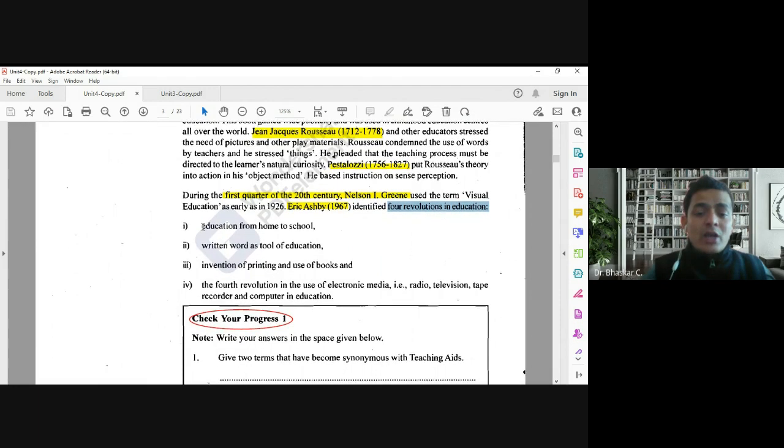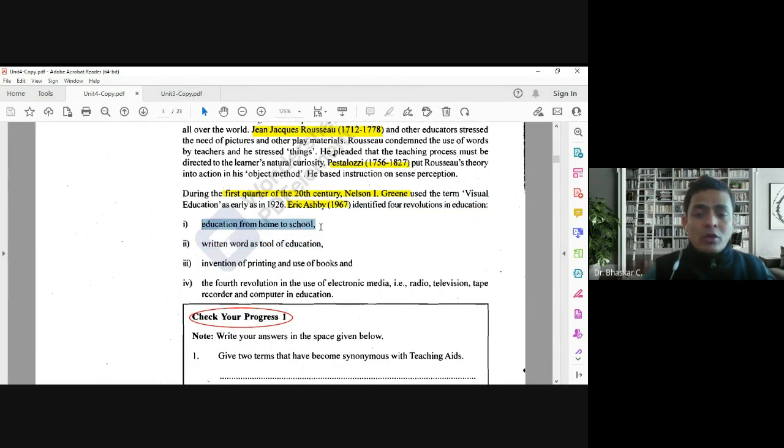He said education from home to school. So earlier it was given only at home. What the parents used to talk, that was the only education. But formally, some organizations were opened and they were named as the school.